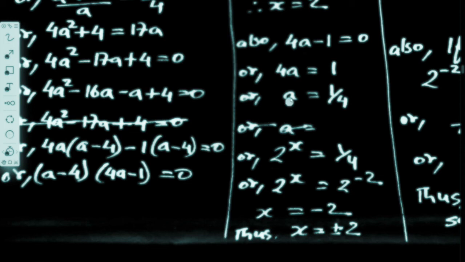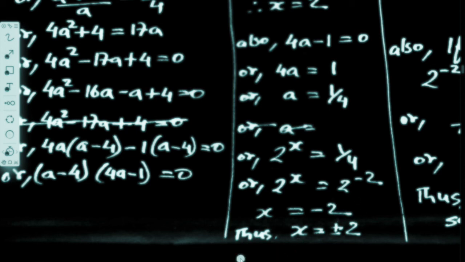In place of a, we should keep 2 power x. Now 2 power x equals 1 by 4, or 2 power x equals 2 power minus 2. Now 4 means 2 squared, and this lower one comes up, so the sign should be changed: plus into minus and minus into plus. So 2 squared should be changed into 2 power minus 2. Now the base is the same, so therefore x equals minus 2.